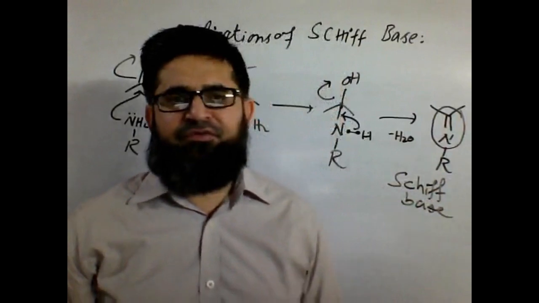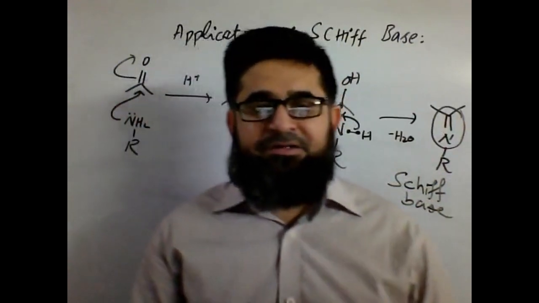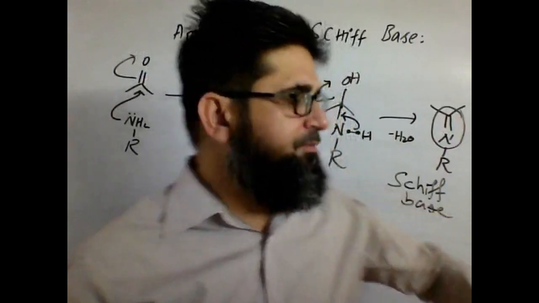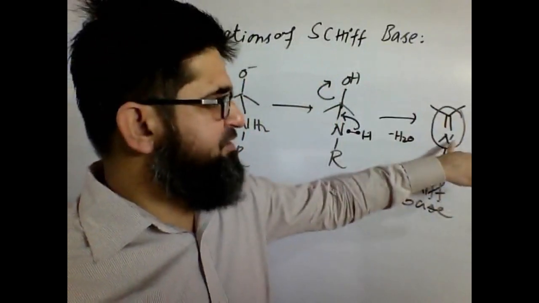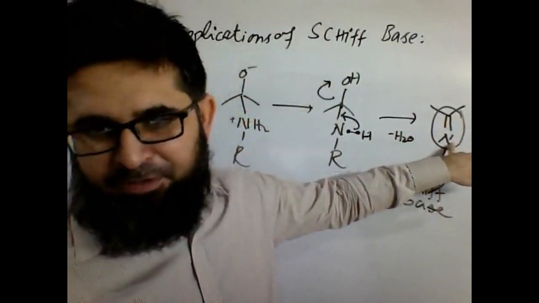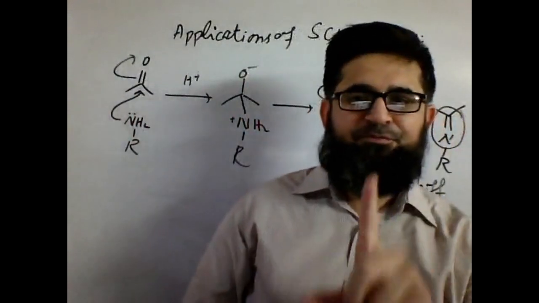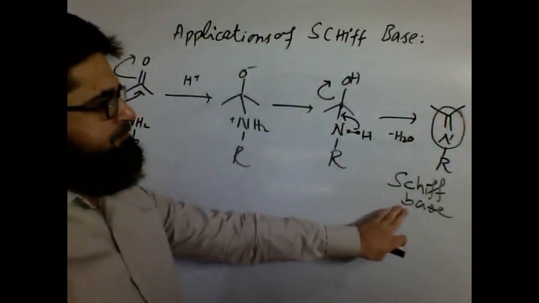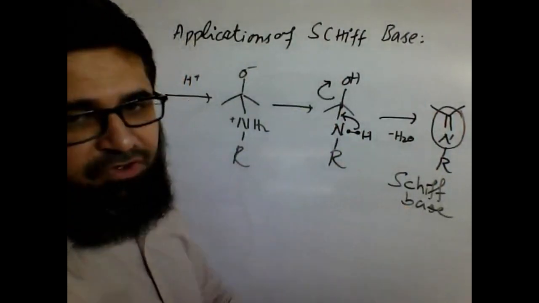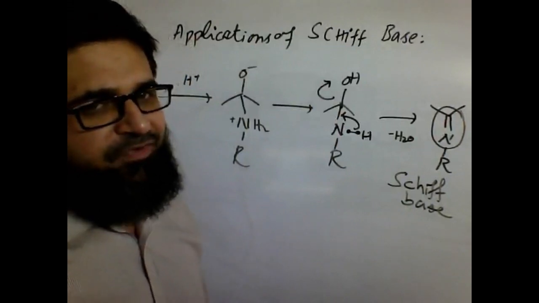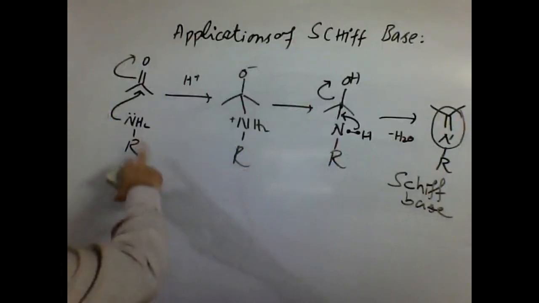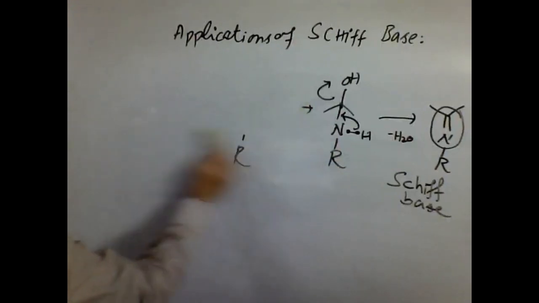So as a conclusion, what could I say? Aldehydes and ketones, when they react with primary amines, produce Schiff bases. Schiff bases means having a double bond between carbon and nitrogen. That is a Schiff base. So this is one of the representative reactions which suggests the synthesis of a Schiff base by the reaction of aldehydes and ketones with amines. This is the basic idea about this synthesis.